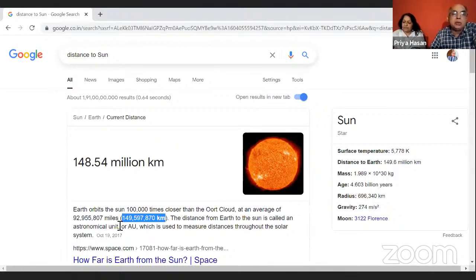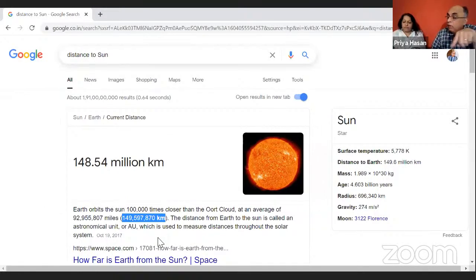This is what I was telling you. 149,579,870 kilometers. 149 million, 5 lakhs, 59 lakhs, 7,870. We don't have to remember this. You can always get it whenever you want. What we should remember, or if we do want to remember, is it is about 150 million kilometers.